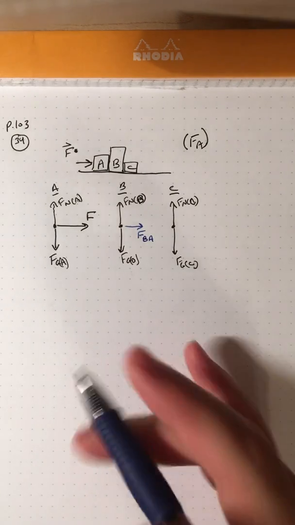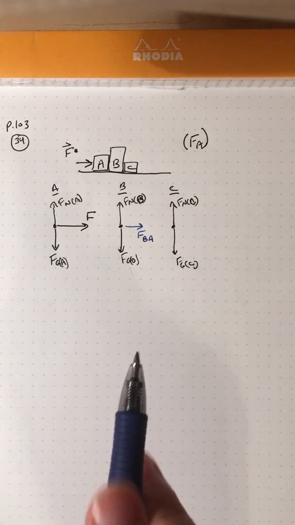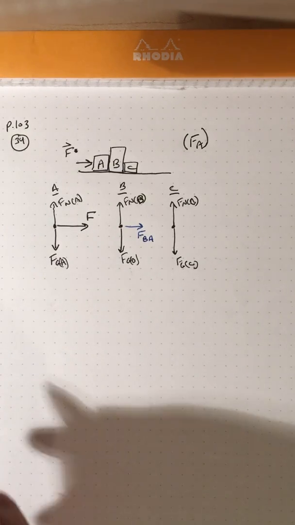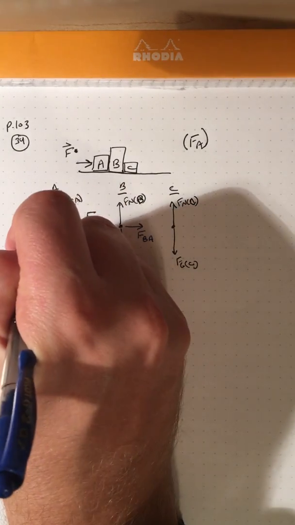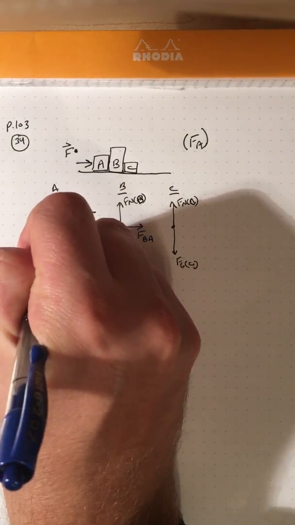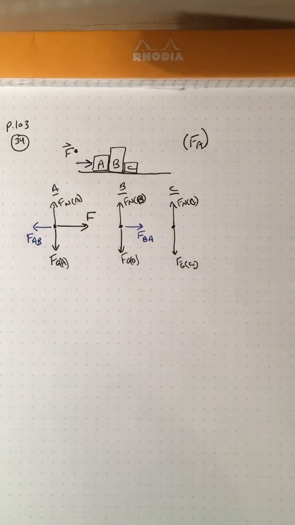But Newton's third law says every action force has to have an equal and opposite reaction force. So if I have the force of A on B pointing this way, I also have to have the force of B on A, which acts on A. And you'll notice I'm trying to color code this because these two forces are equal and opposite.